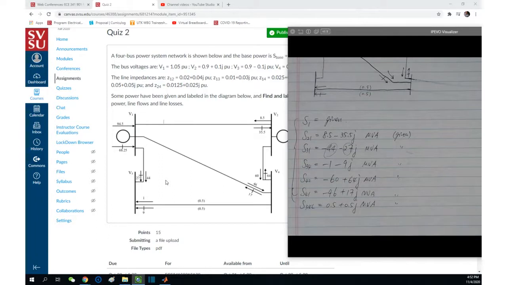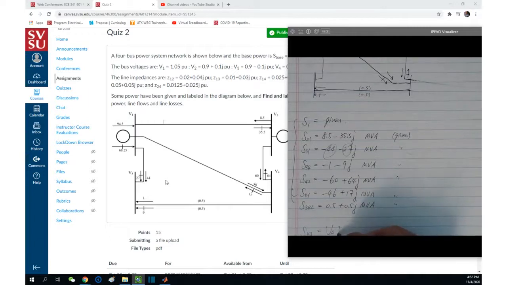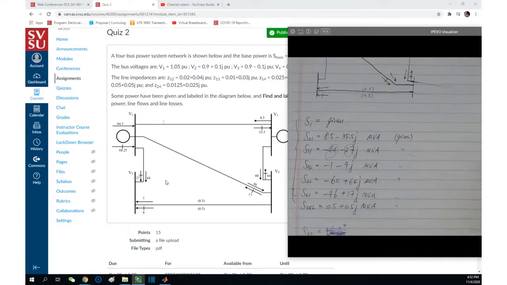For example, how about S43? S43 equals what? How to know that? Of course you can do V4 times I43 conjugate. Of course you can, but you don't have to. This is costing more time.